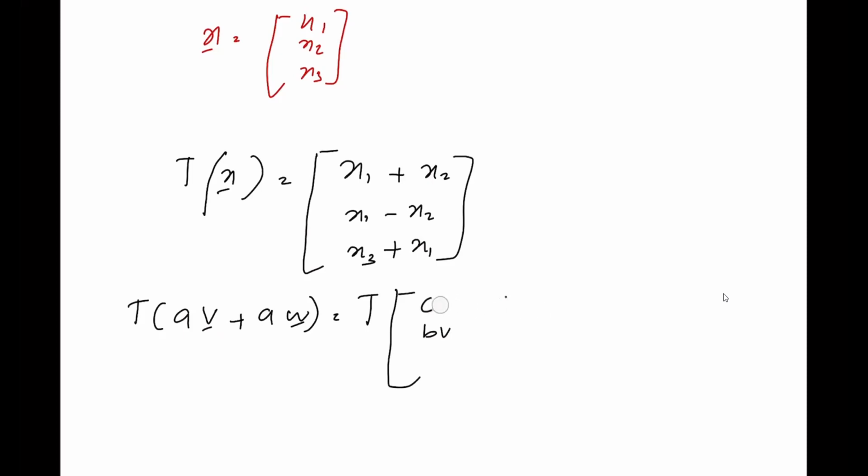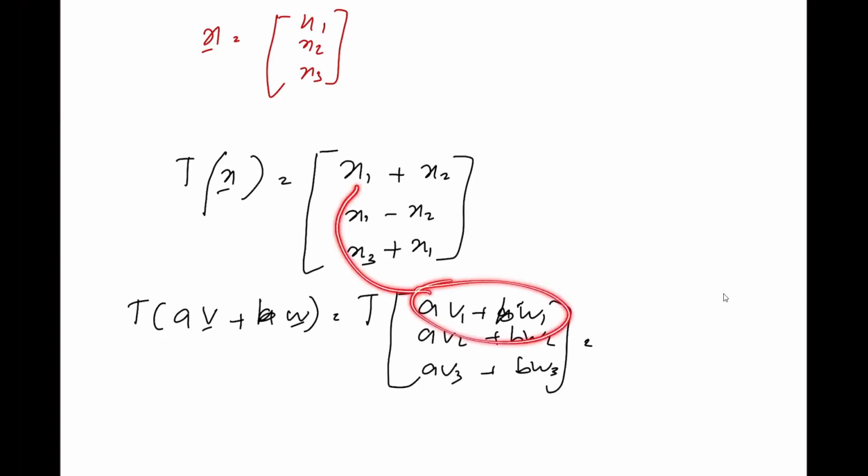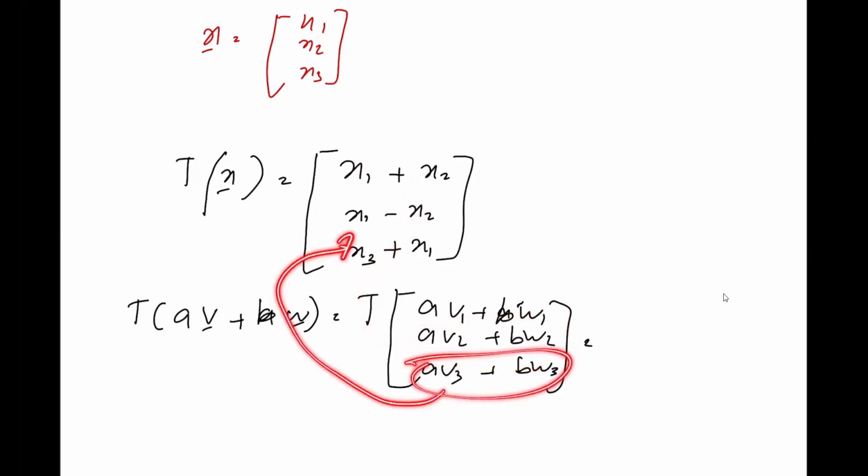So we can write this as the transformation of the vector: a v1 plus b w1, a v2 plus b w2, and a v3 plus b w3. You can have any dimension. So what we have to do is, in terms of x1, substitute this part, in terms of x2, substitute this part, and in terms of x3, substitute this part. And it is easy to verify that it satisfies all of these equations.